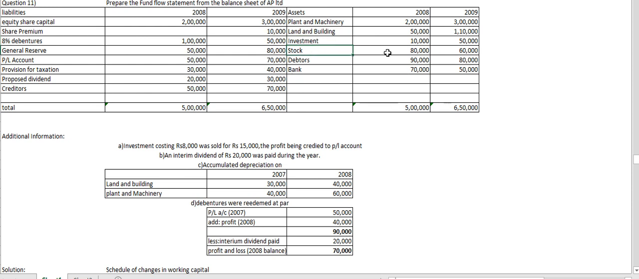Next is stock, 80,000, 60,000, which will be taken in your schedule of changes in working capital. Debtors is your current asset, schedule of changes in working capital. Bank is your current asset, schedule of changes in working capital.